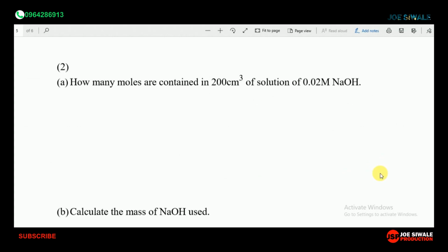Let us look at question 2. So we have question A there. How many moles are contained in 200 cubic centimeters of solution of 0.02 molar of sodium hydroxide? So how many moles are contained in 200 cubic centimeters of solution of 0.02 molar of sodium hydroxide?